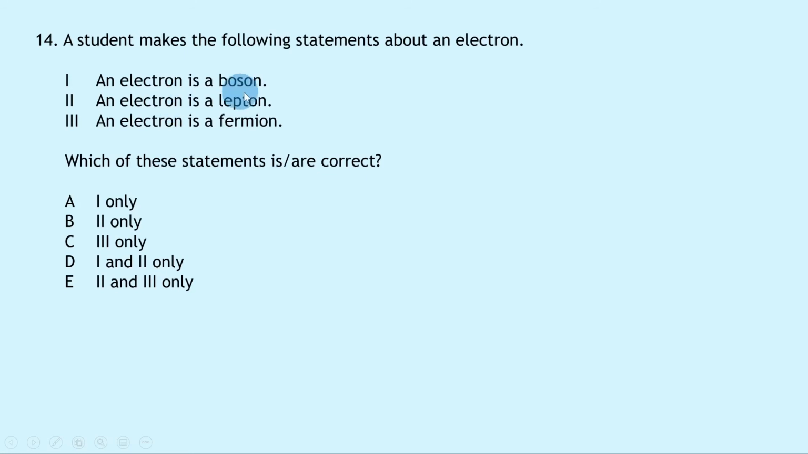So first of all, an electron is a boson. Well, that is false because remember, the force-mediating particles or force-carrying particles are the only particles that are bosons in the standard model. An electron, on the other hand, is a type of lepton, so that is true. And an electron is a fermion, that is also true because remember, fermion is just another name for a matter particle. And you should remember that there are 6 types of leptons, the electron, muon and tau particles, as well as their corresponding neutrinos. So statements 2 and 3 are correct here, which is the answer E.